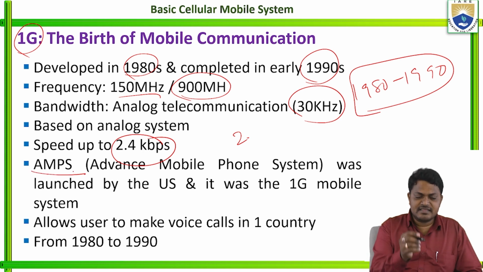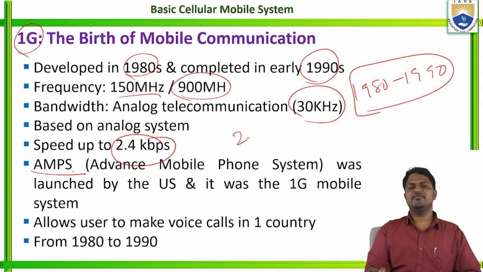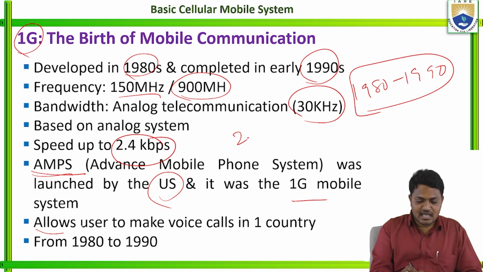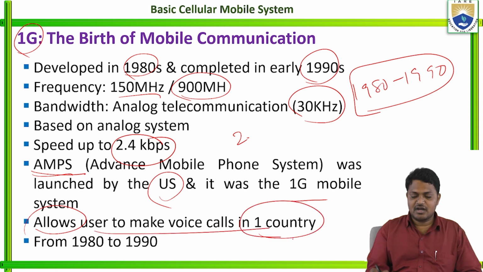When 1G was invented and came into function, it was used for the advanced mobile telephone system only. It was launched by the US. It was the mobile 1G communication system, that is, 1G telephone systems. And it allowed users to make calls only within a single country.